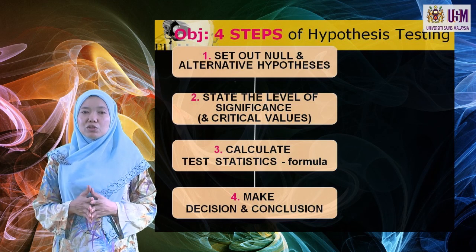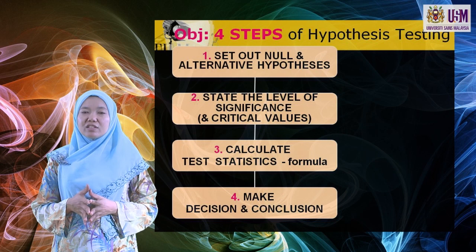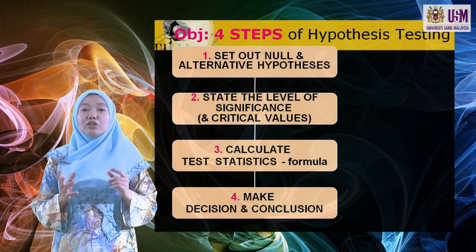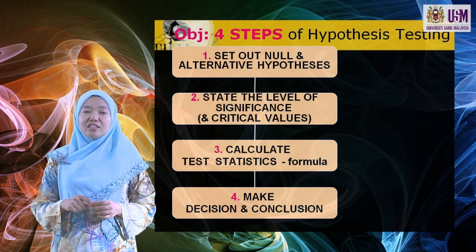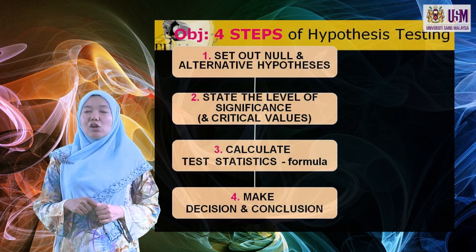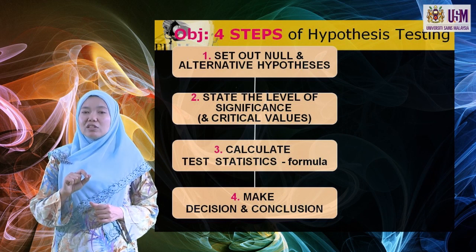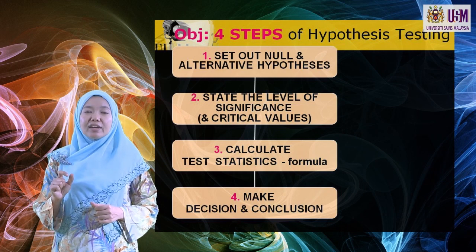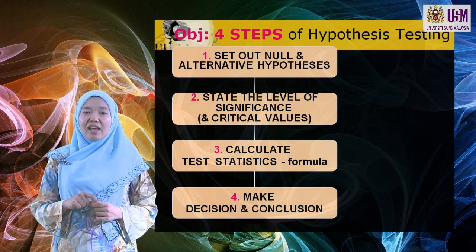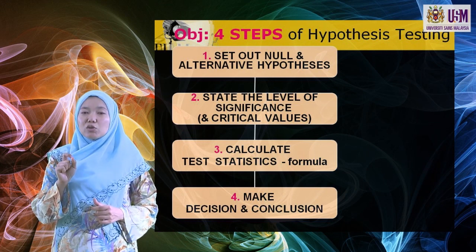I already introduced to you the four steps of hypothesis testing. First, you need to set out your null hypothesis and your alternative hypothesis. Be careful. This is also the stage where you need to identify whether it is a one-tailed or two-tailed test based on the question itself.